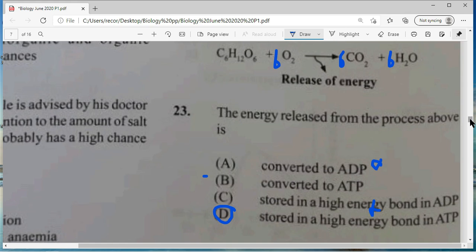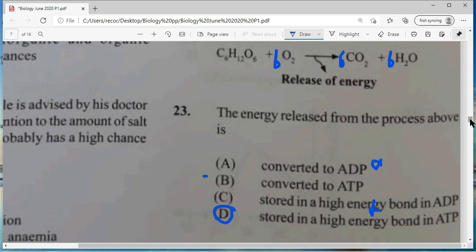but let's go on down, stored in high energy bonds in ATP. This is the most suitable answer here, as one of the ATP will be broken off, that high energy bond, of course, to get you that energy that is needed. And of course, it will now change to ADP.